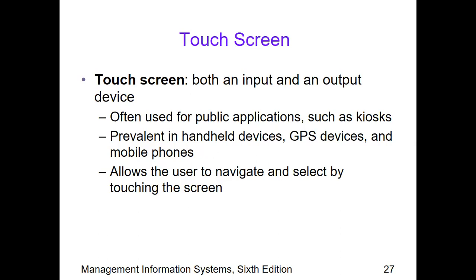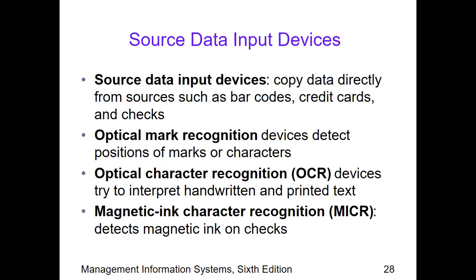Then it is often used for public applications such as kiosks. This is prevalent in handheld devices, GPS, and mobile phones. It allows the user to navigate and select by touching the screen. Again, it is both an input and an output. Normally, though, for a touch screen, let's say we want to encode or place information on an iPad or tablet, that's input. But if we are now viewing the information, seeing it or watching it, that's output.